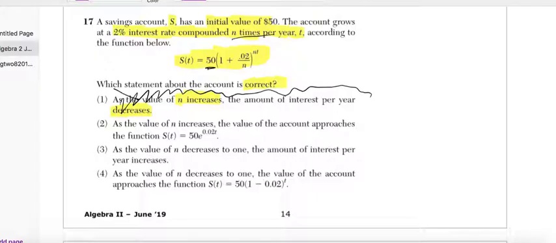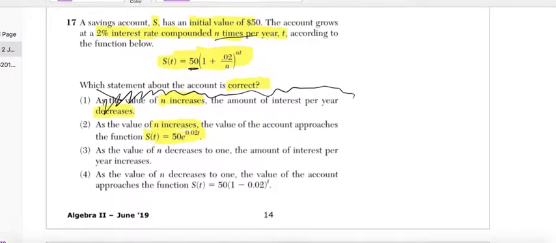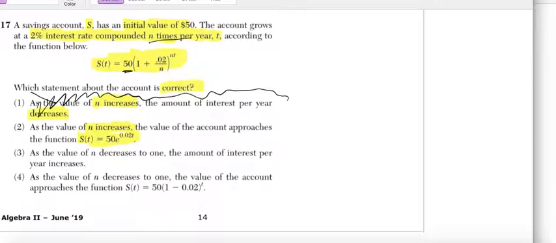Next one, as the value of n increases again, the value of the account approaches this function. You might be wondering, what is that? If you remember, n is the number of compounds per year. If I compound once a year, that's n equals 1. If I compound quarterly, 4 times a year, that's n equals 4.